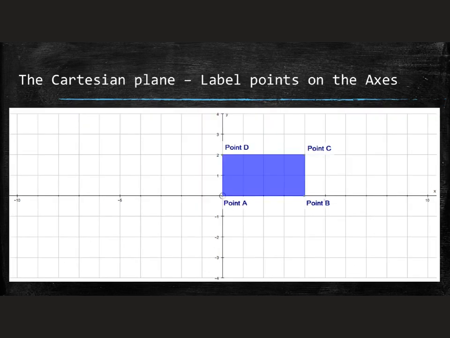Okay, set up a new set of axes, draw them again, draw the shape, and label the points, point A, point B, point C, and point D, and label them properly. What are the coordinates of these 4 points?